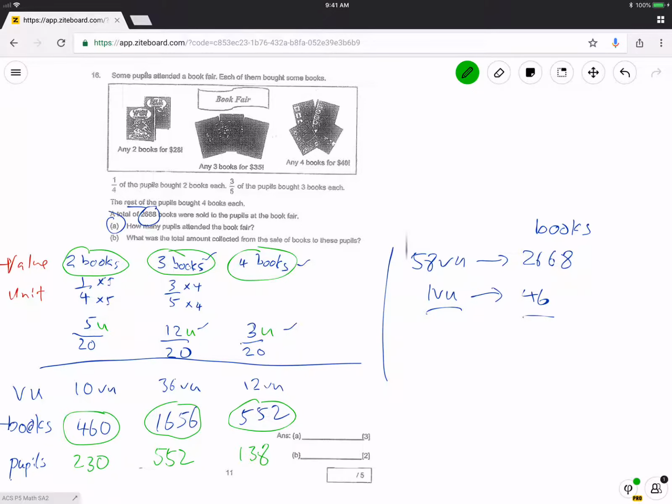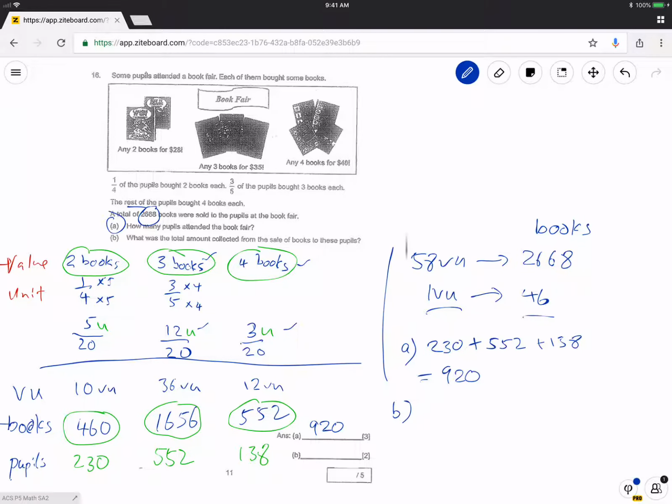Okay, so now for part A, after all this, we still haven't gotten part A. So for part A, you just have to add the number of pupils: 230 plus 552 plus 138, we get a grand total of 920 kids. So the answer for the first one is 920, right? Value and units in action.